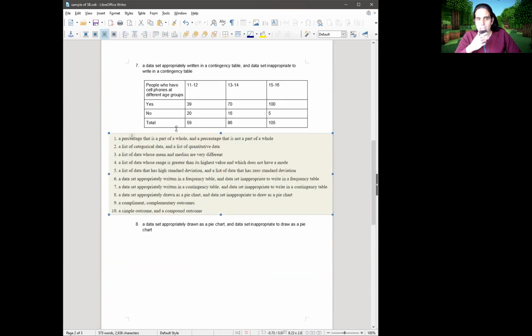Okay, contingency table. So 2 things being measured, their ages and do they have a cell phone? That's a great contingency table. Something inappropriate to write would be something where they're complementary. If they're one, they're not the other. So then some of your numbers would just be zeros. People who are different ages and people who are still wearing diapers. That's not going to make a good contingency table.